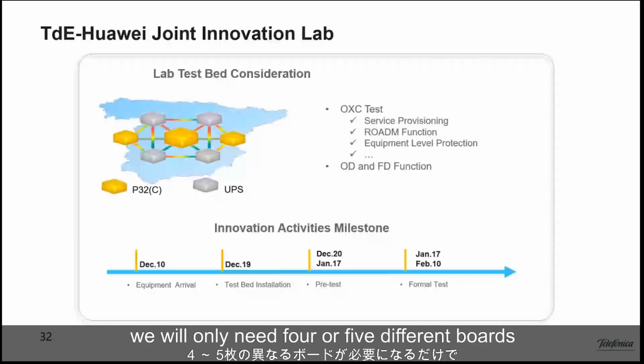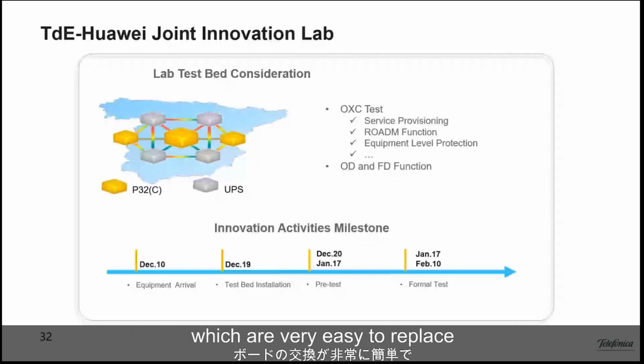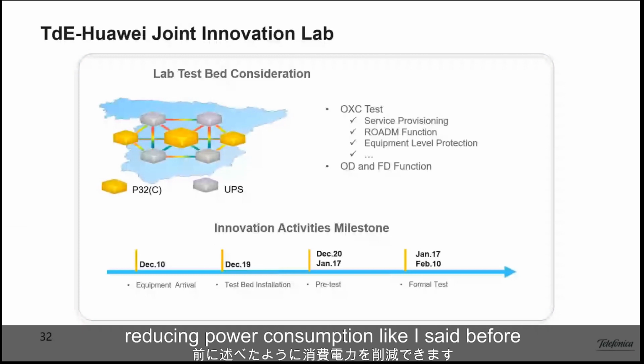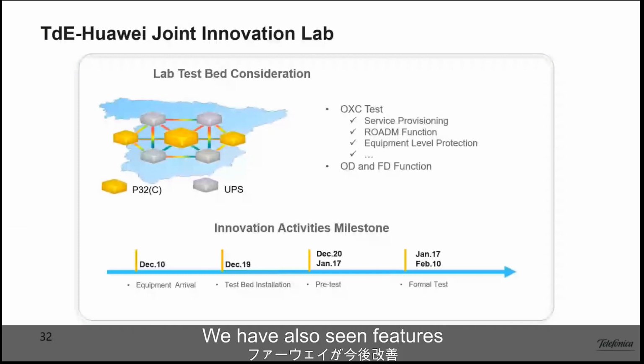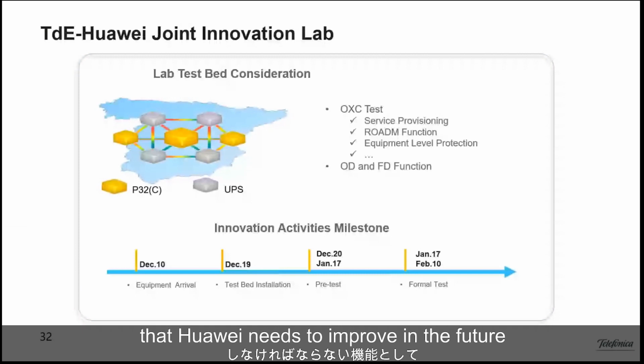Optical cross-connect is also simplifying spare parts. Using this equipment, we will only need 4 or 5 different boards, which are very easy to replace, reducing bad configurations, like I said before. We have also seen features that Huawei needs to improve in the future.